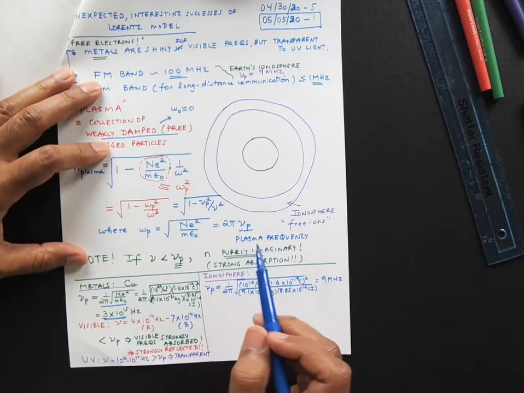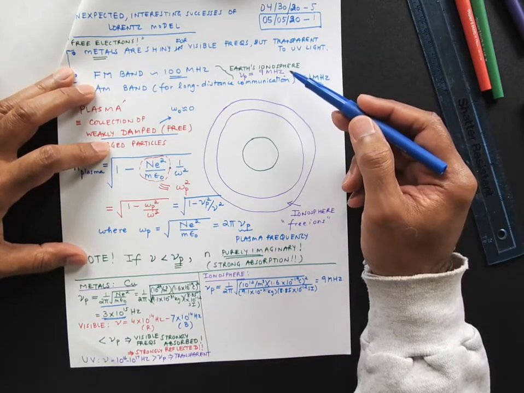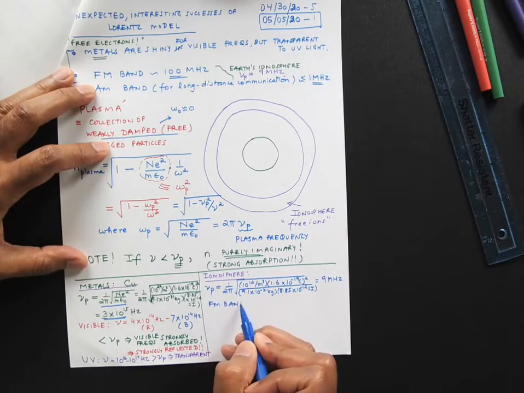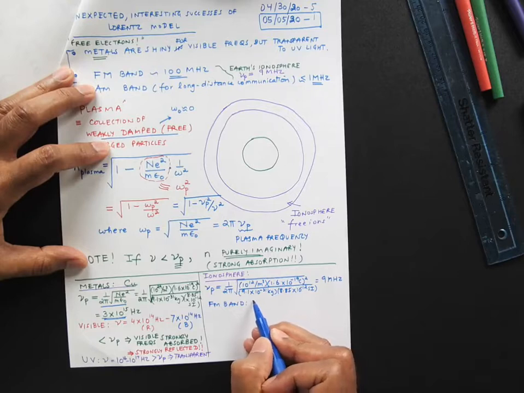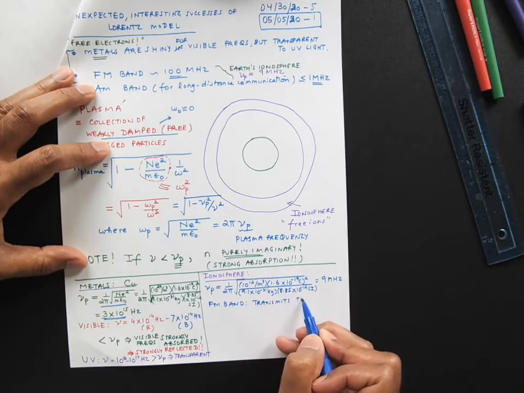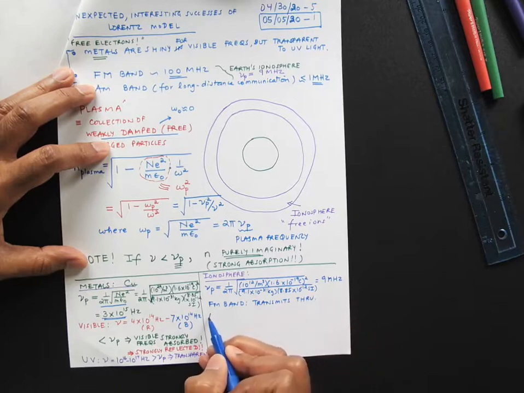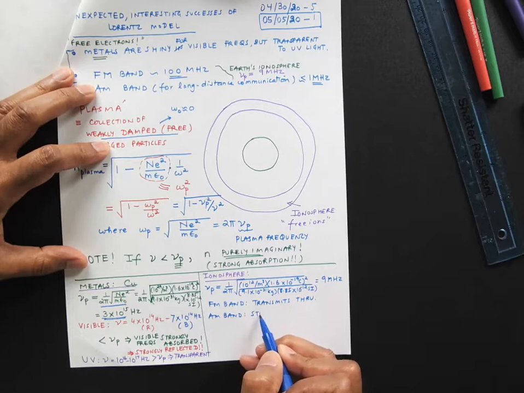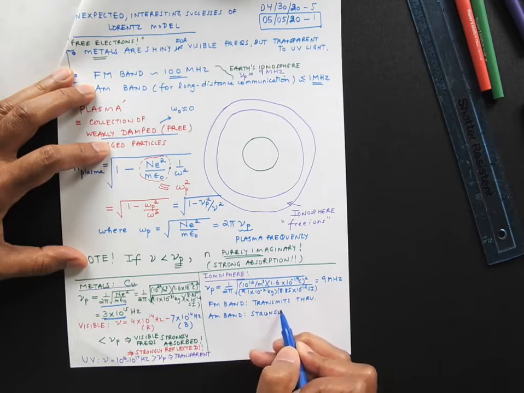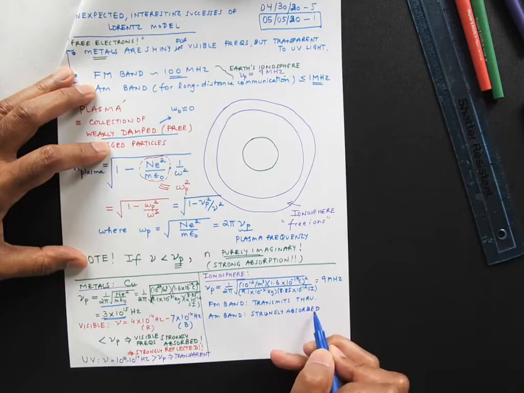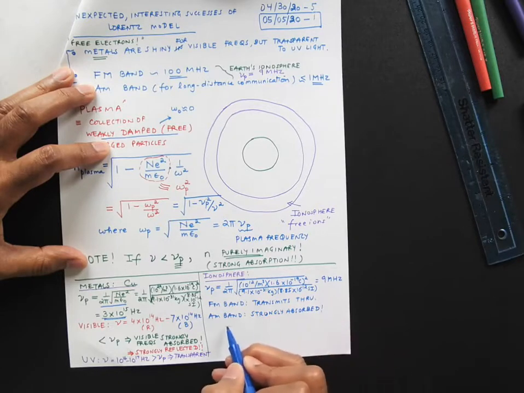And so, what that means is that the FM band transmits through, but the AM band is strongly absorbed. And once again, strongly absorbed means strongly reflected.